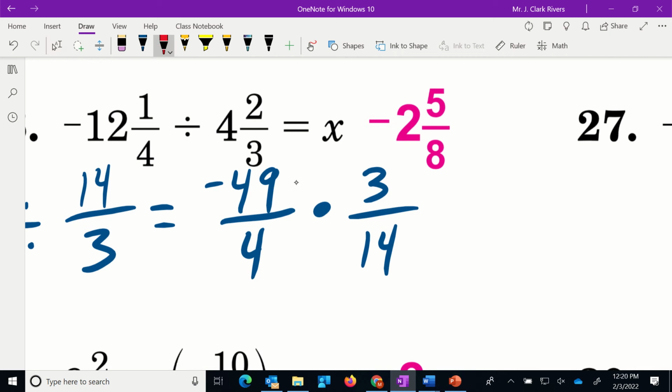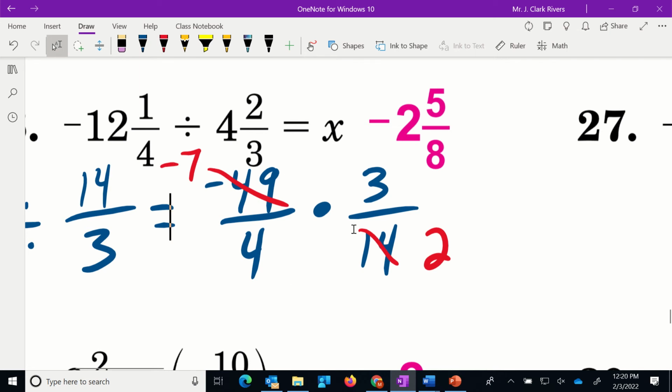All right, so here we go. What's 14 divided by 7? 2. How about negative 49 divided by 7? 7. Try again. Negative 49 divided by 7. Negative 7, yeah. Be careful, guys. You gotta check your signs. Don't let a negative sign just disappear.